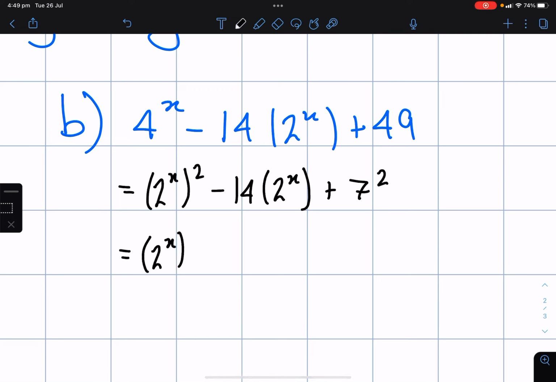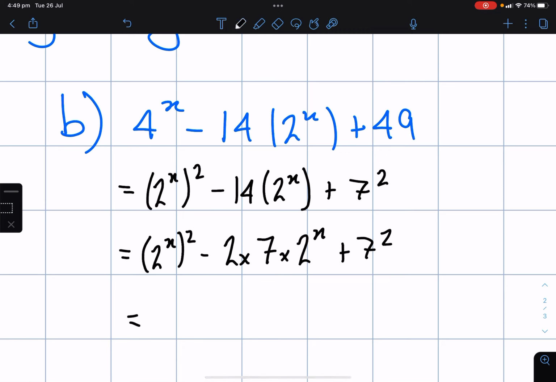So we've got 2 to the power of x squared. Now 14 divided by 7 is 2. So we've got 2 times by 7 times by 2 to the power of x plus 7 squared. So now we can see that we've got 2 times by b, which is our 7, times by our a, which is 2 to the power of x. So remember, multiplication doesn't matter what order it's in, but it checks out.